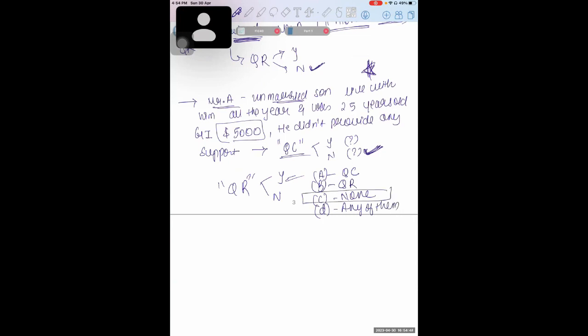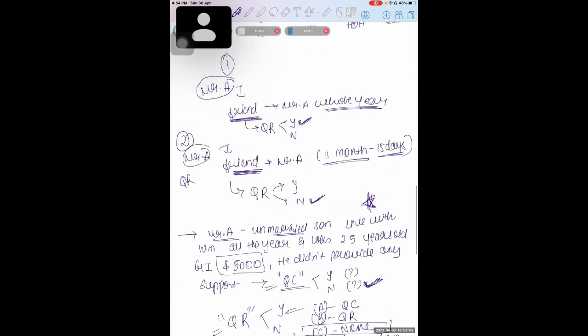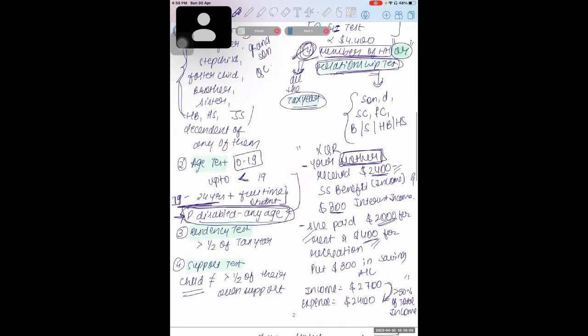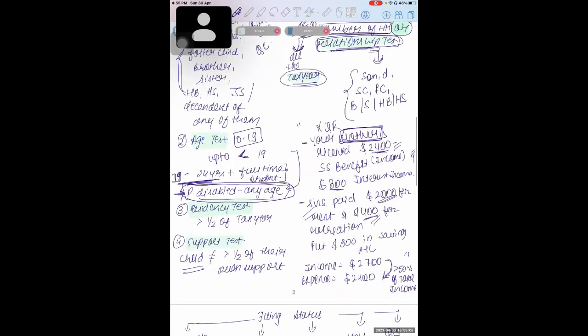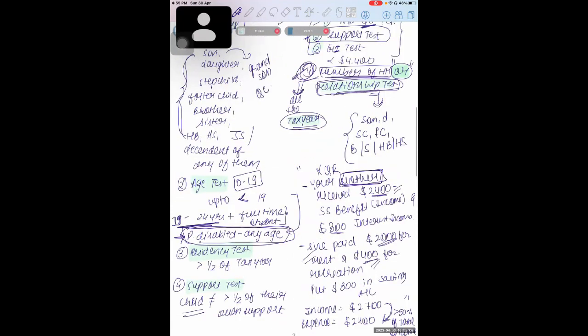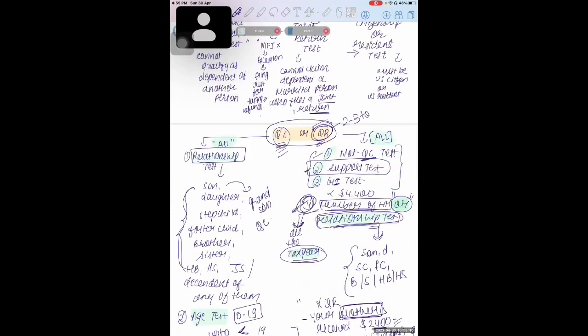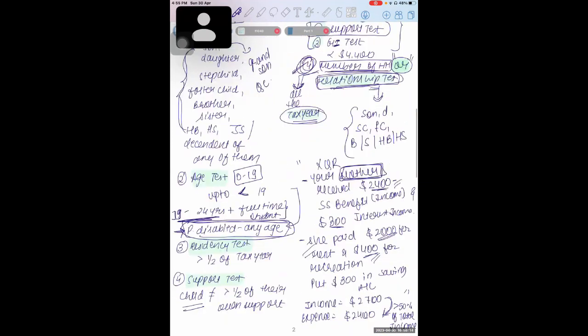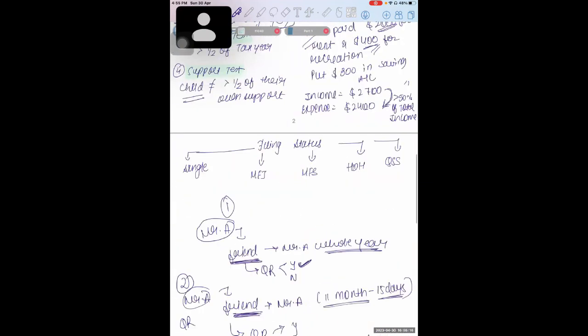He cannot be a qualifying child and cannot be a qualifying relative because of the age test and the gross income test. Got it, guys? This was simply about the qualifying child and qualifying relative tests. And there will be 2 to 3 questions from this topic. So please go through this topic, these criteria, properly. Don't skip this before going into the exam. Okay. Now let's move forward.